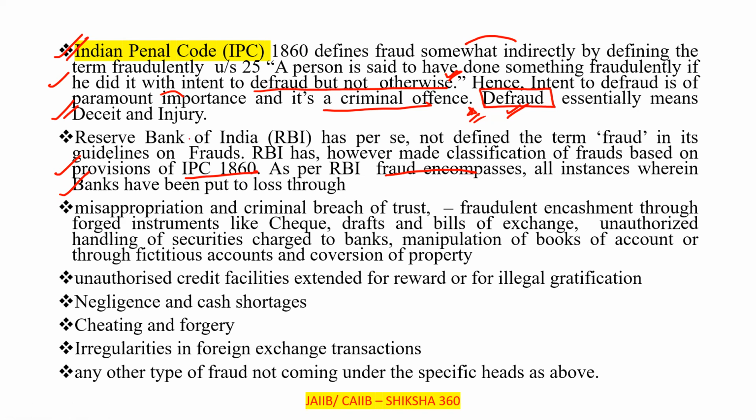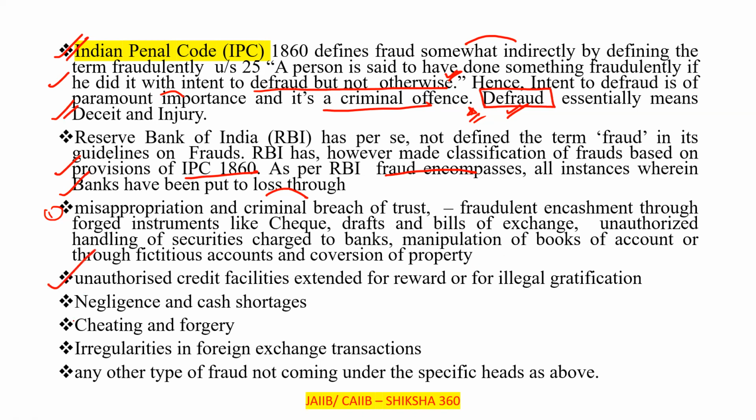How do they get the loss? First one, misappropriation and criminal breach of trust. Fraudulent encashment through forged instruments like drafts, cheques, and bills of exchange, unauthorized handling of securities that are charged to the banks, manipulation of books of account, or through fictitious accounts and conversion of property.